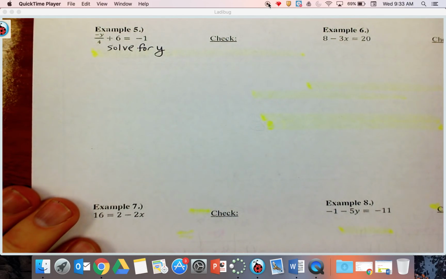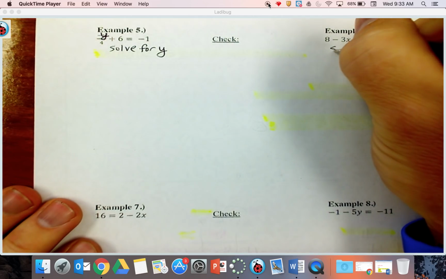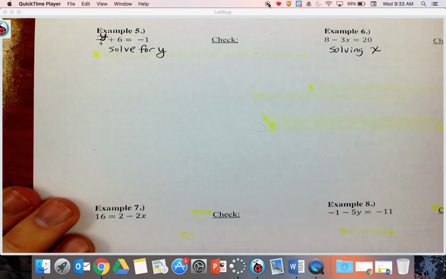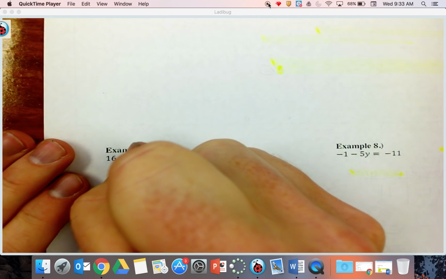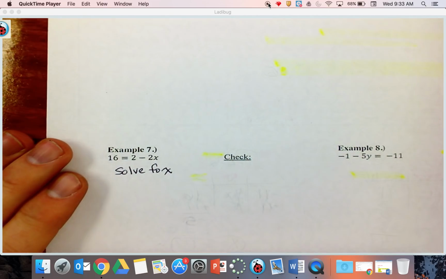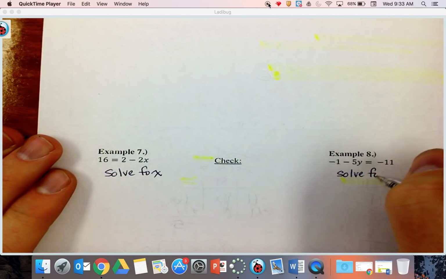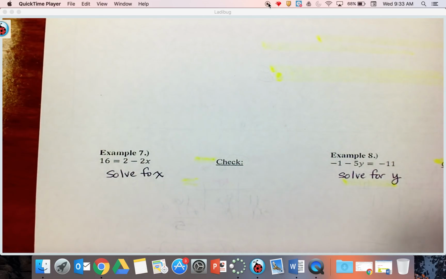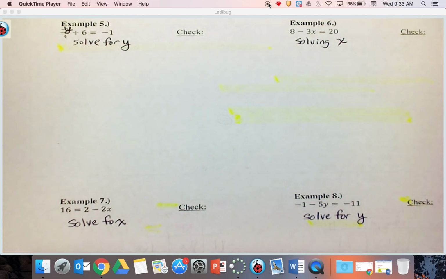In this case, we'll make this a positive y here. We're solving here for an x. This one here, we're going to solve for the x. And in this one, we're going to solve for the y. So all you have to do is set your organizer up, and you're ready to rock and roll. So it's very simple to do.